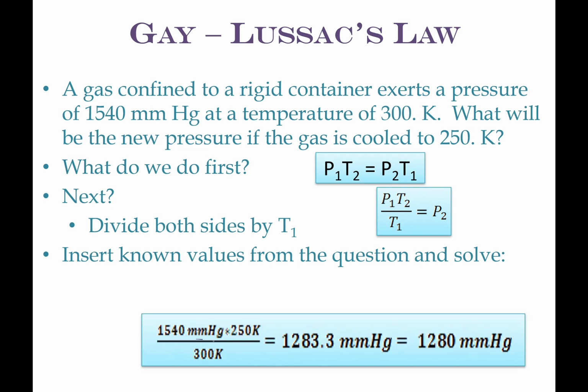Now look, we have millimeters of mercury. I didn't actually give you what unit to answer in, so that's fine to answer in millimeters of mercury. But normally I will tell you what unit to answer in, so that way you don't have to worry about being in the wrong unit. So 1280 millimeters of mercury.